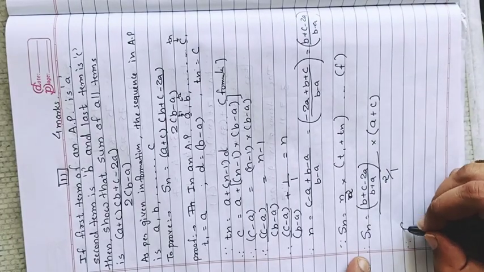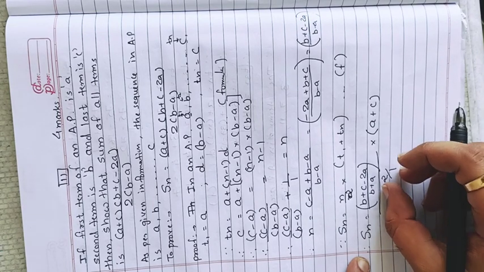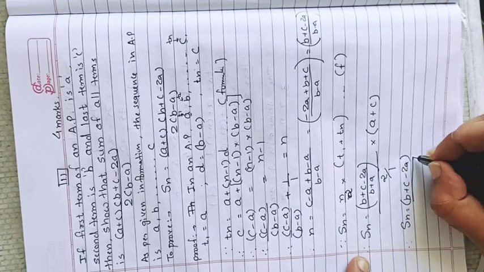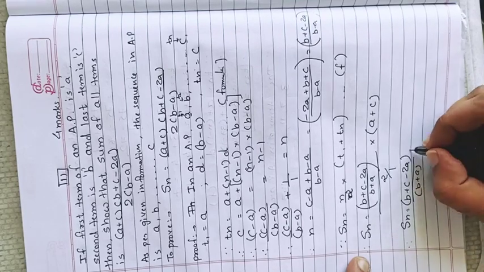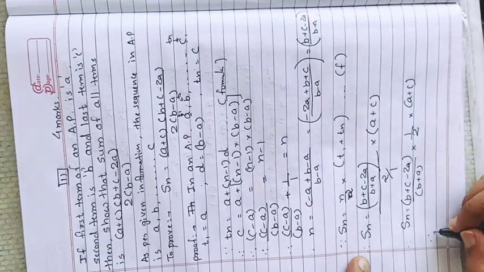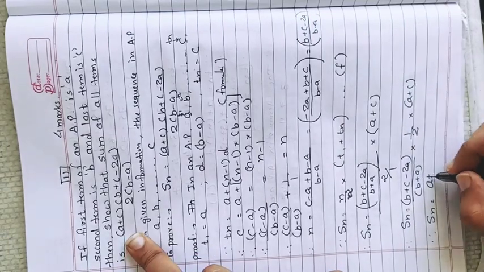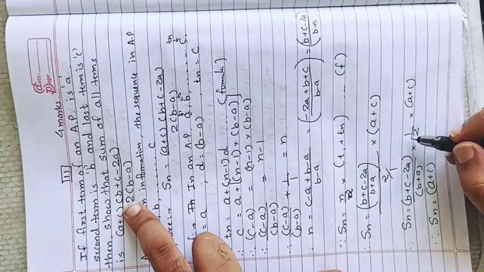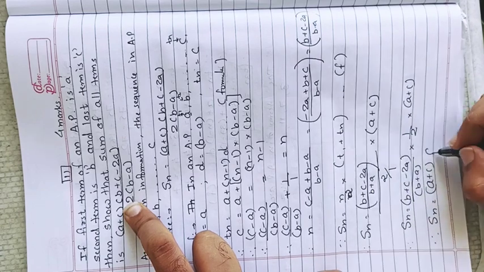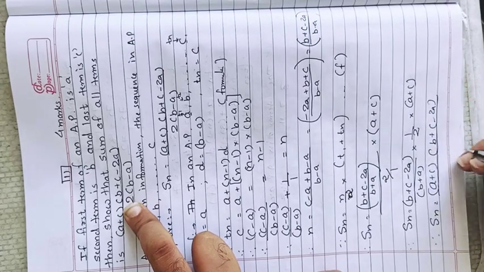Now it is very simple. S of n, you just need to take the reciprocal, because whatever comes in the denominator will get reciprocal. So (B plus C minus 2A) upon (B plus A) into 2 upon 1 will get reciprocal. It becomes 1 upon 2 into (A plus C). Now just you have to arrange as required. What do we need? A plus C. We have A plus C into (B plus C minus 2A), because A plus C into 1 remains A plus C. So (B plus C minus 2A) upon 2.